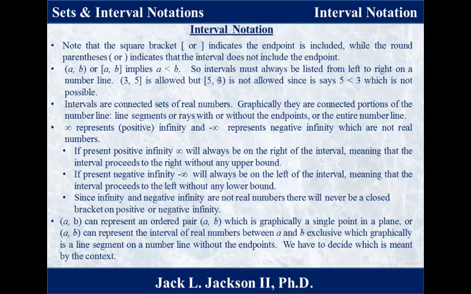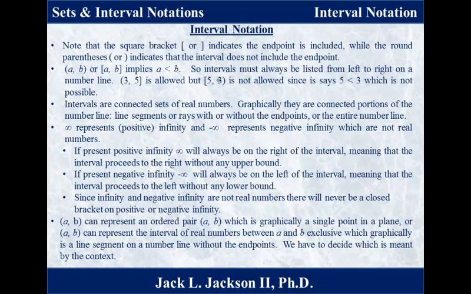Now this symbol that we use for infinity, kind of like a sideways 8, represents positive infinity, and if we put a negative in front of it, it's negative infinity. And these are not real numbers. So they're not part of the real number line. They're not part of the set of real numbers. They're never included. Since they're not real numbers, you'll never have a closed bracket on positive or negative infinity. You'll always have a parenthesis there because they're not included, because they're not real numbers. We're talking about intervals of real numbers, and we cannot include infinity as a real number because it is not one.